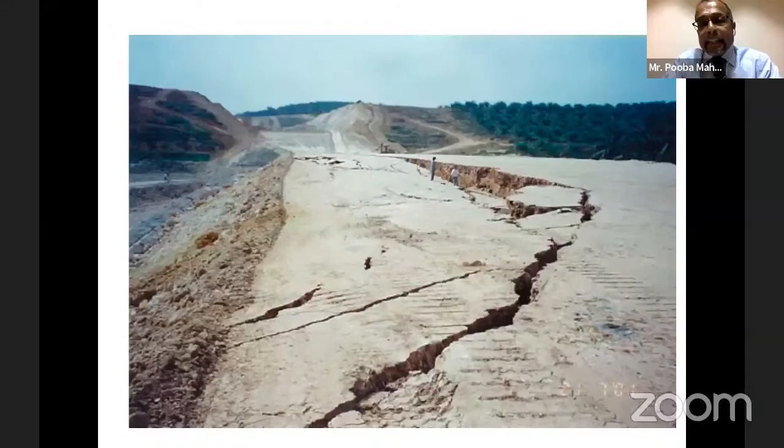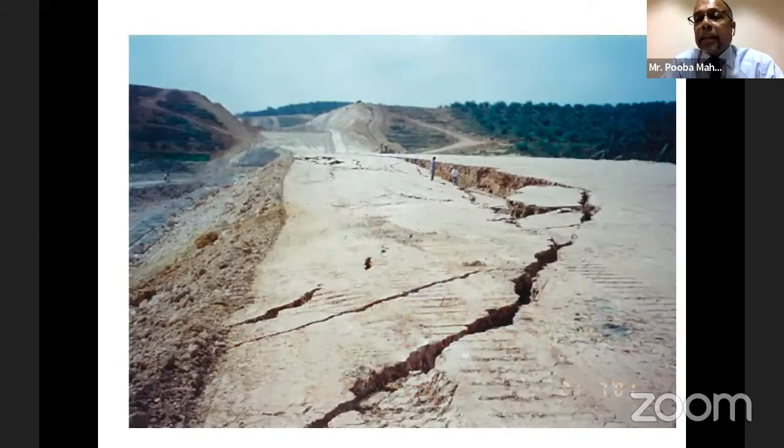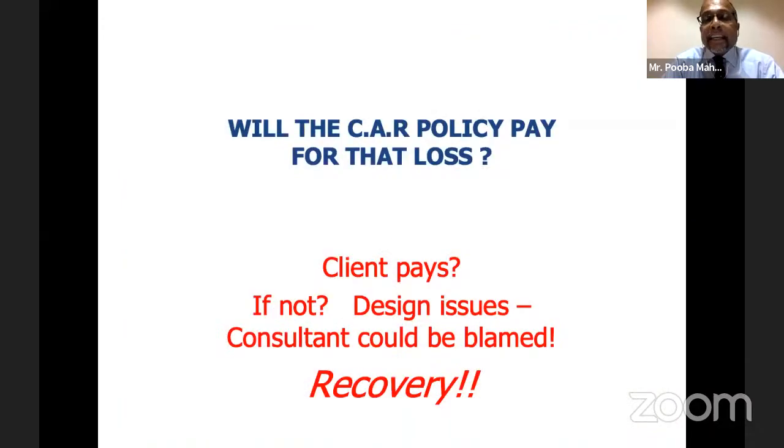So in this case, this embankment failure loss, we are asking whether the CR policy will pay. If the CR doesn't pay, will the client pay? Because the client, being a highway company, may have an issue as well, because they have to pay 1 million or 2 million US to make good the damage to the embankment. So this is also a serious matter. They might also ask to rectify other sections of the highway which were not damaged. So this can get quite serious, and then the consultant could be blamed.